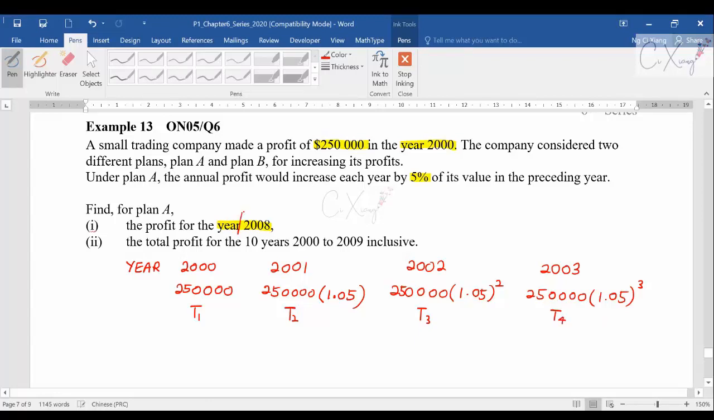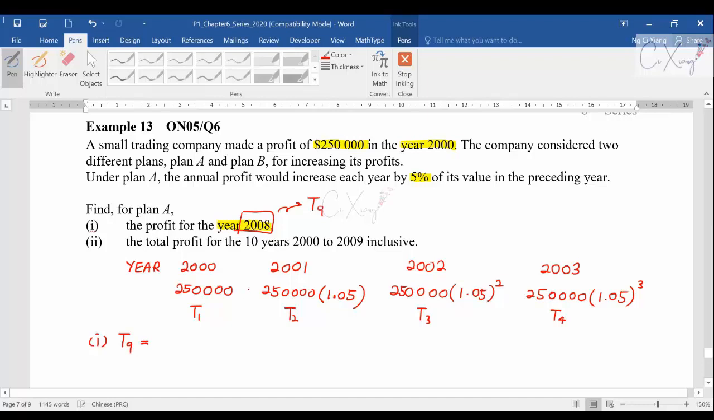So can you tell me what is the number of term for year 2008? So this is not T8, but it should be T9. So that's the purpose why we want you to write out the year. You can compare it with the term, and then you can see it very clearly. Because some students might get confused. They thought, oh, year 2008 should be T8, but actually it is not. It should be T9. Can you see that?